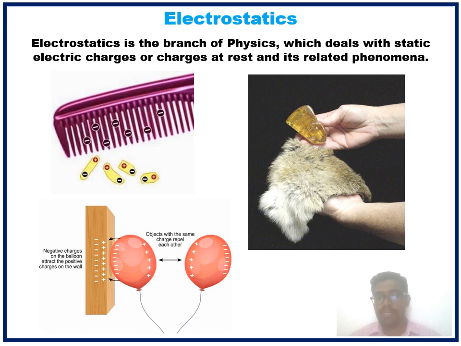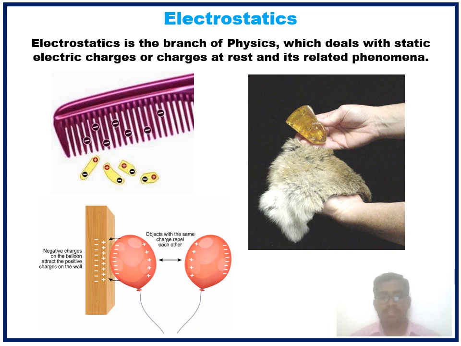We know very well that every material consists of smallest units, which we call atoms. An atom consists of a central nucleus as well as surrounding electrons. When we rub two materials, the charge, that is the electron, is transferred from one material to another. Automatically the material gets charged.